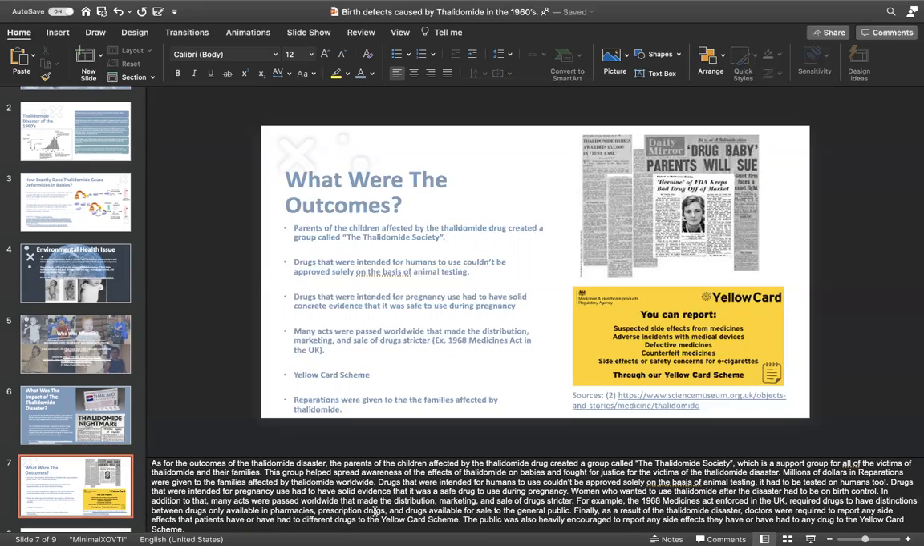For example, the 1968 Medicines Act, enforced in the UK, required drugs to have distinctions between drugs only available in pharmacies, prescription drugs, and drugs available for sale to the general public. Finally, as a result of the thalidomide disaster, doctors were required to report any side effects that patients have or have had to different drugs to the yellow card scheme. The public was also heavily encouraged to report any side effects they have or have had to any drug to the yellow card scheme as well.